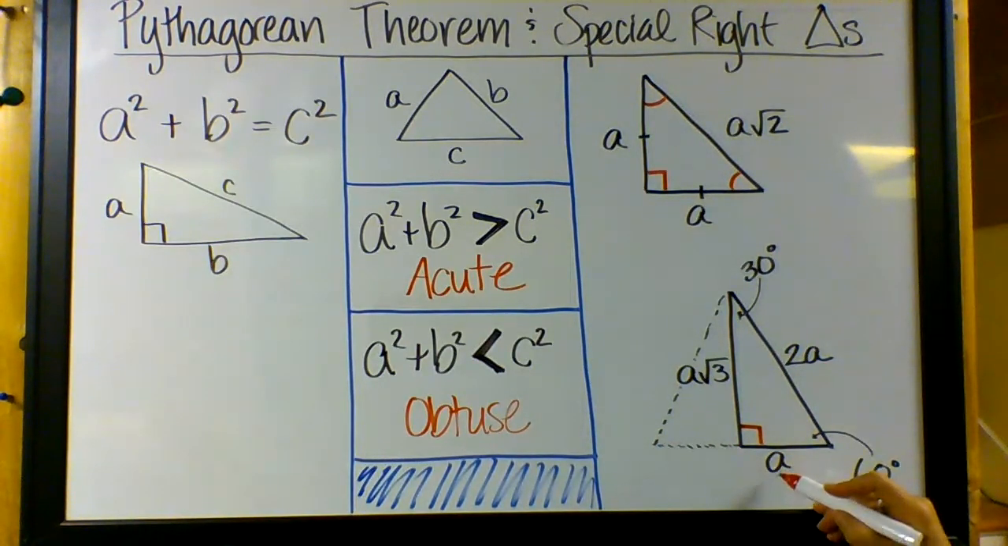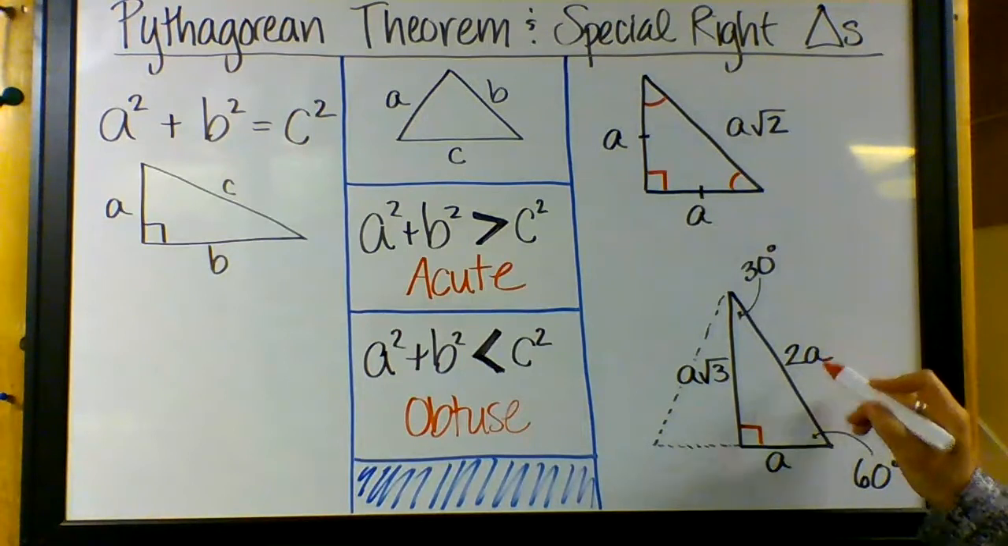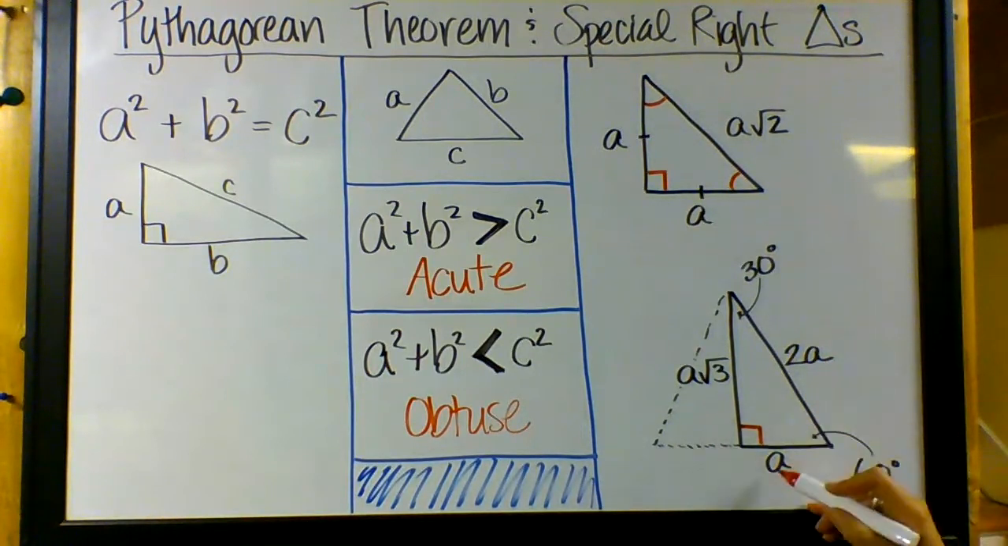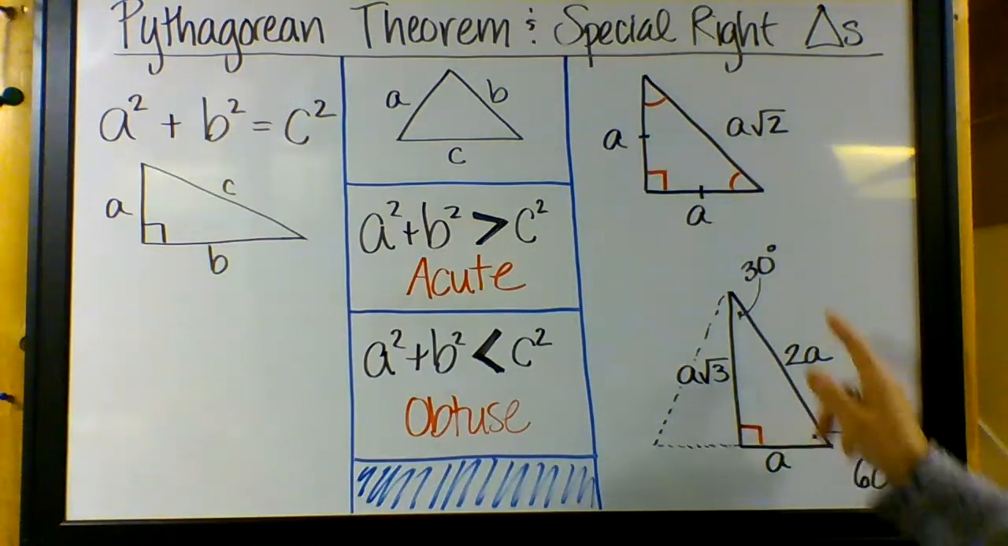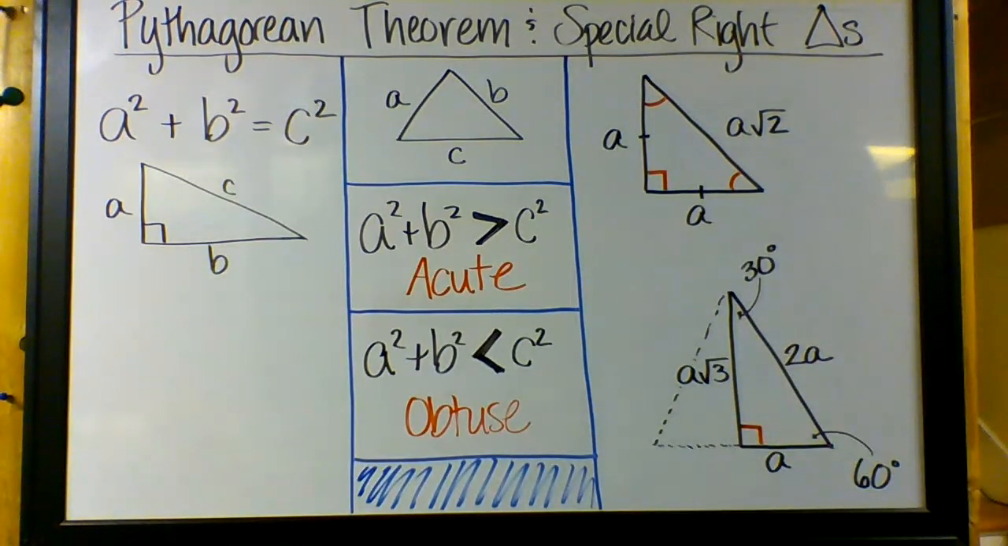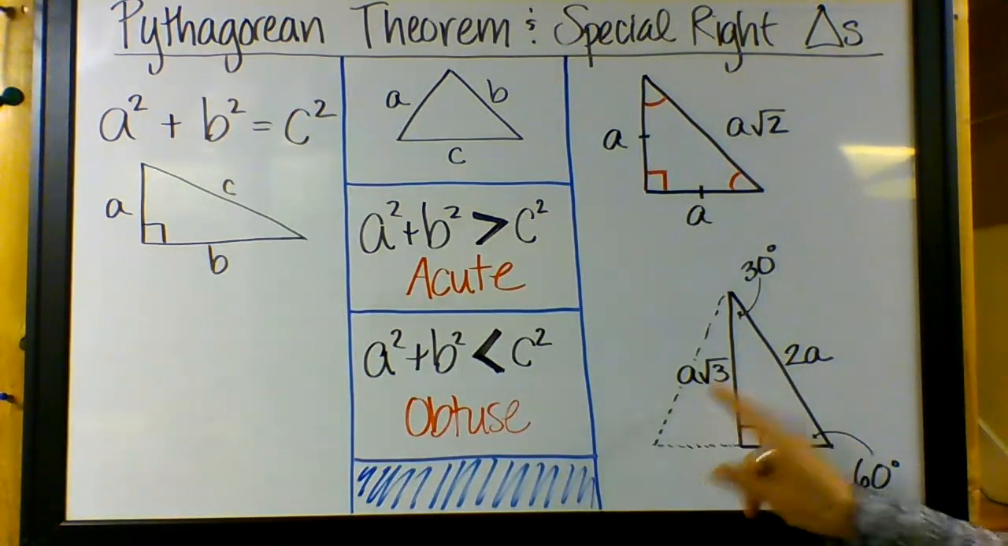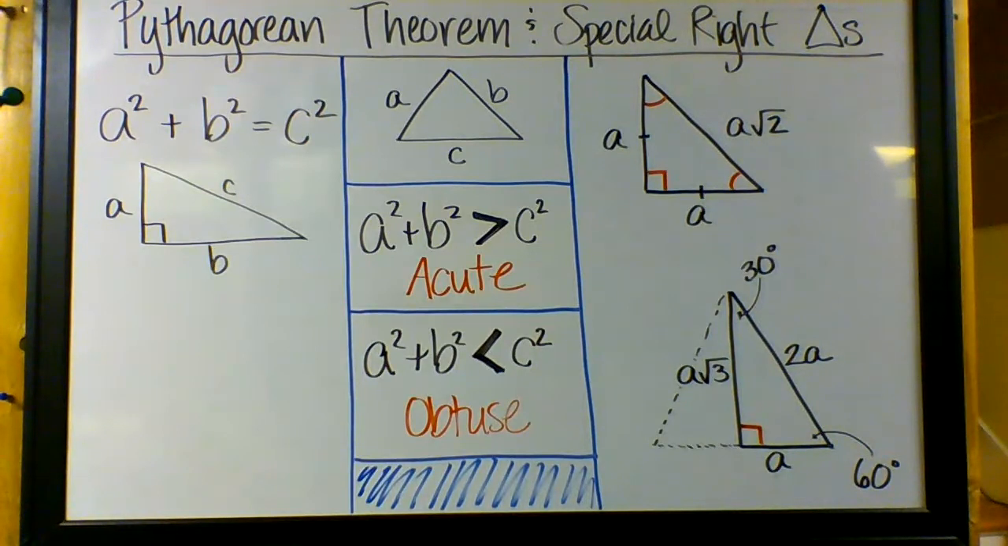So I always work from the short leg and I say 2a, or I divide by 2 and get the short leg. And then it's the short leg times root 3. If we took this through the Pythagorean theorem, if we took this longer side and the shorter side, and we use the 2a, then we would get a root 3. So if I know the short leg, then I can multiply by root 3 to get the longer leg, and then double the short leg to get the hypotenuse.